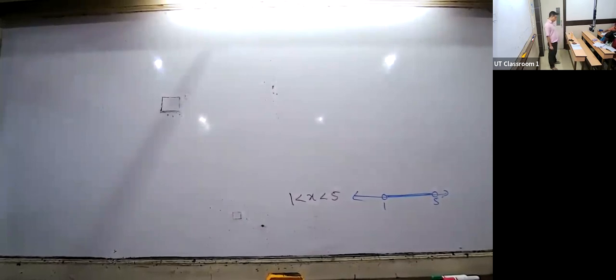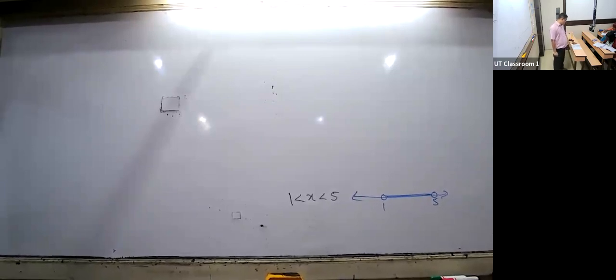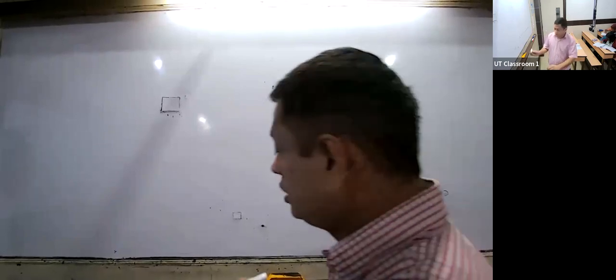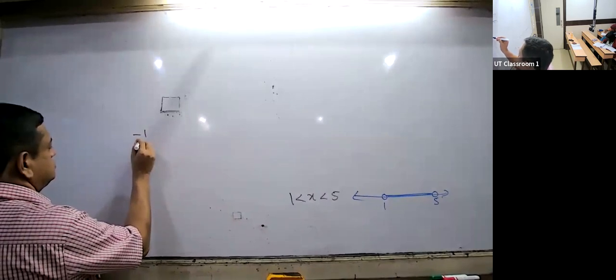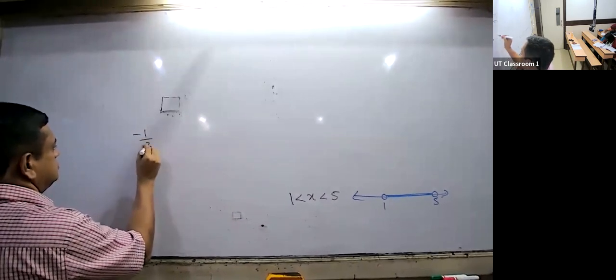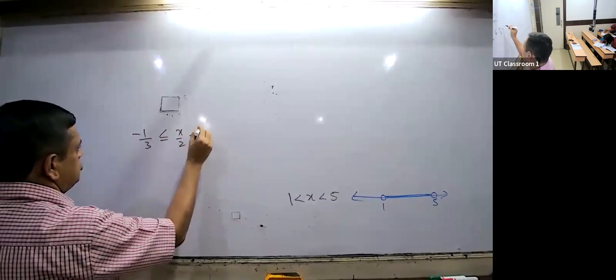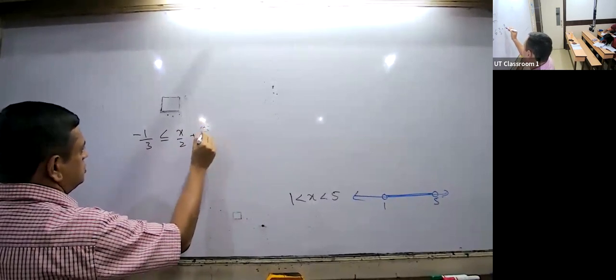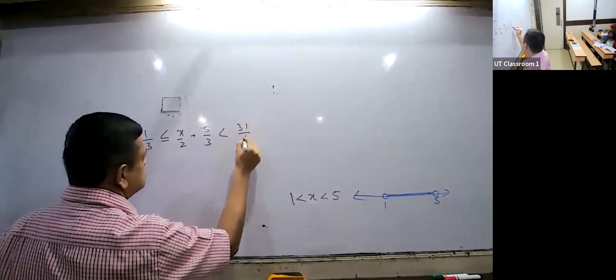If you want to remove the LCM, you can multiply throughout by 3. Kushagra, read the question. Yes, sir. Find the range of values of x that will satisfy minus 1 by 3 less than or equal to x by 2 plus 1 2 by 3, which is less than 5 1 by 6.